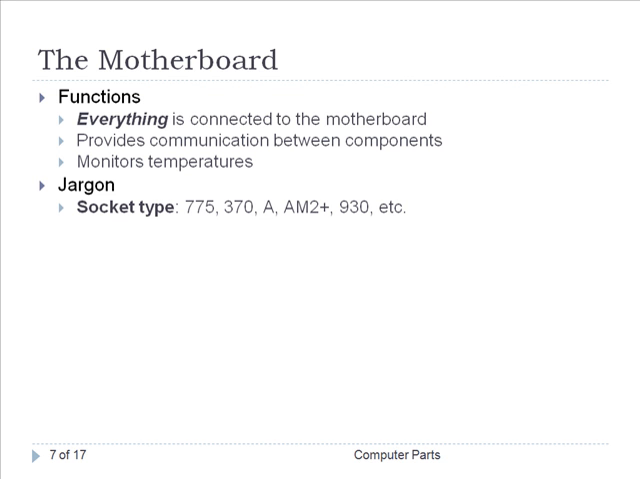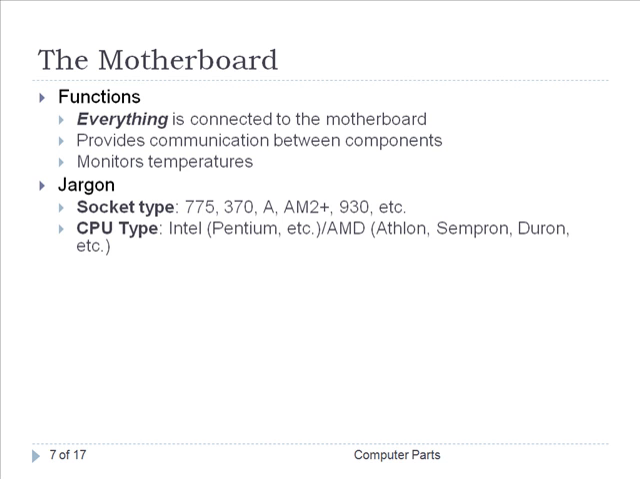So when you buy a motherboard and a CPU, you need to make sure that the CPU matches up to the socket type. The CPU type, Intel, AMD, those are the two big companies. But even within those companies, they have different processors, different CPUs that go into different types of sockets.